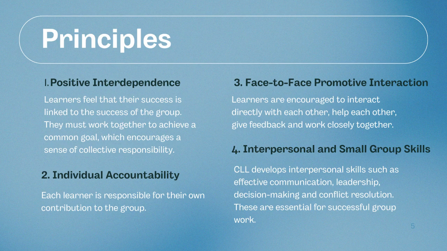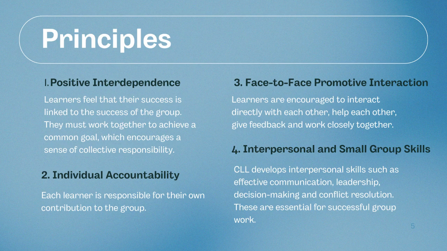Number one is positive interdependence. Learners feel that their success is linked to the success of the group. They must work together to achieve a common goal, which encourages a sense of collective responsibility. Number two is individual accountability. Each learner is responsible for their own contribution to the group. Number three, face-to-face promotive interaction. Learners are encouraged to interact directly with each other, help each other, give feedback, and work closely together.